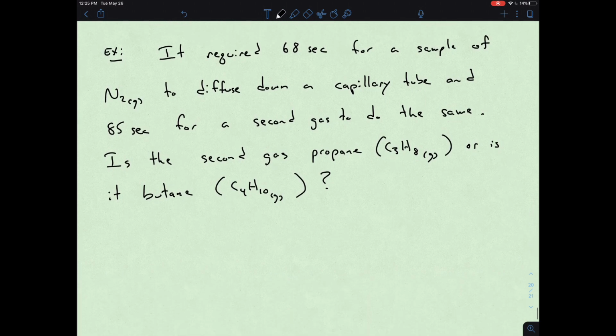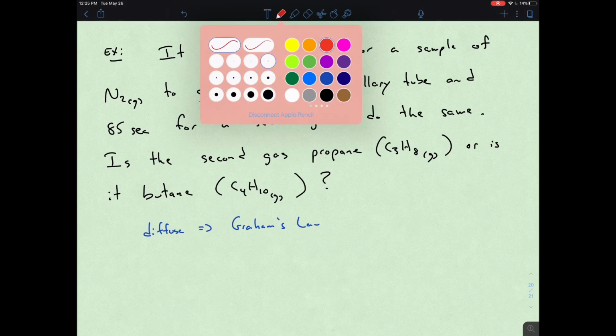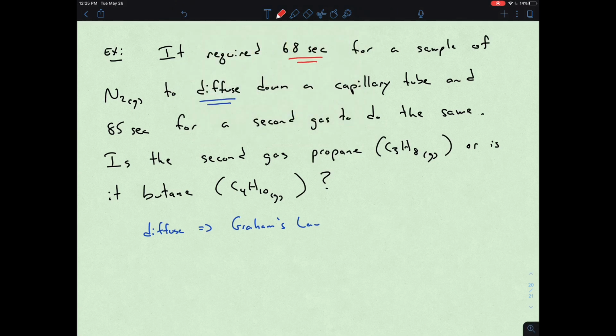So when I look at this question, I see two things. A, I'm looking at diffusion. So as soon as I see that term diffuse, I'm thinking about Graham's law. And then if I look at what's being given to me, I'm given times of 68 and 85 seconds. So I want the time version of Graham's law.